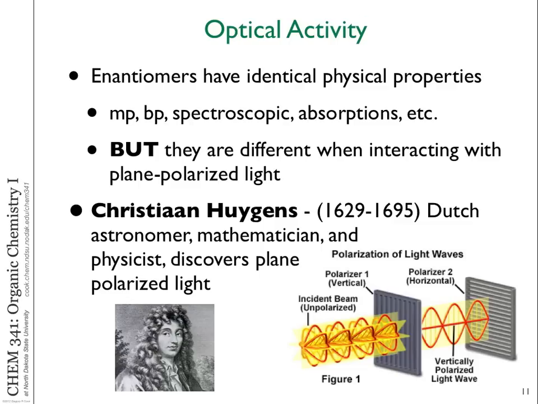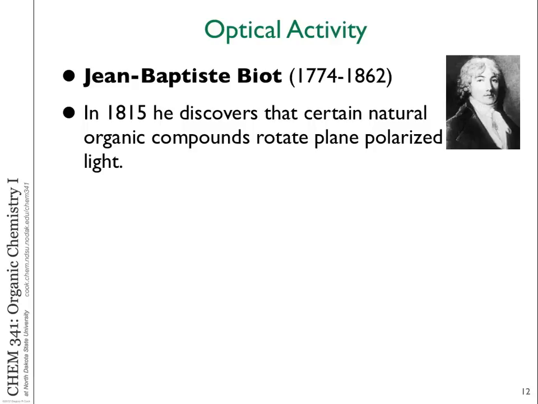Okay, it's like polarizing sunglasses work this way. They help to block a lot of the light because they're blocking out light which is traveling in waves in alternate directions. So what was observed? Well, he's responsible for discovering plane polarized light. But it was not until the early 19th century, in 1815, that Jean-Baptiste Biot discovered that this light affected organic molecules. Okay, and affected means the molecule changed the orientation of the light.